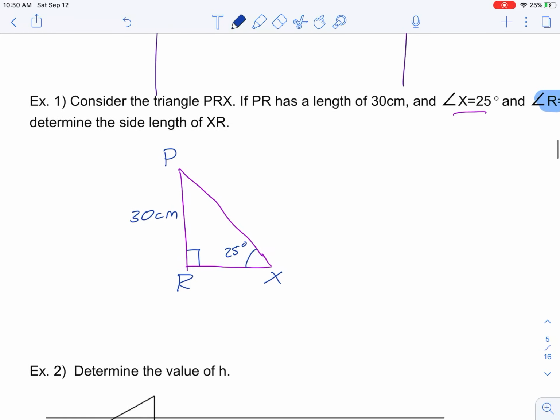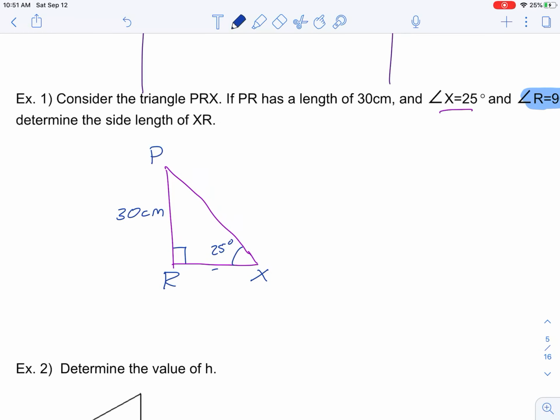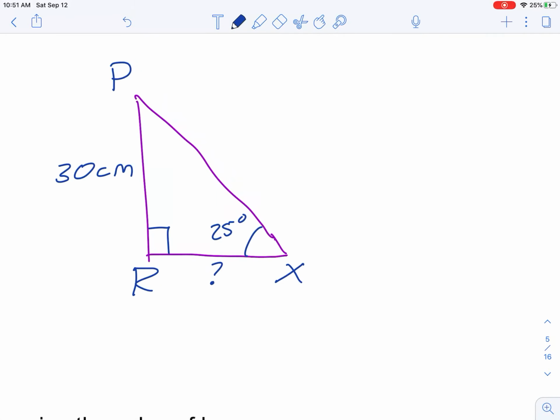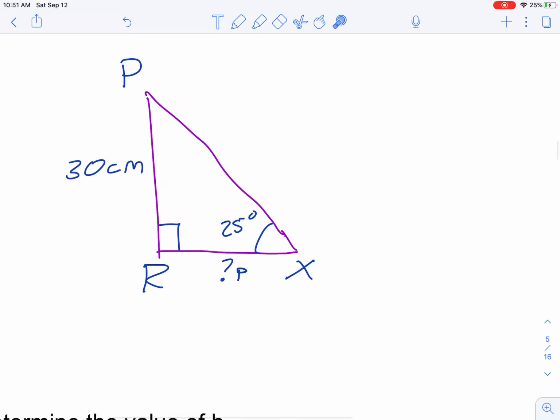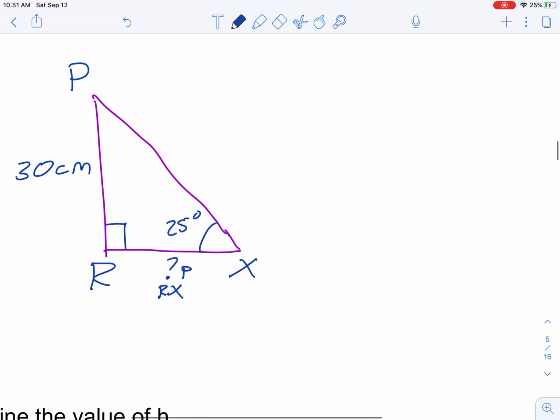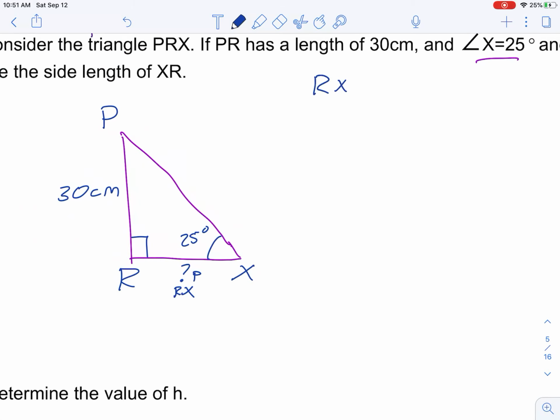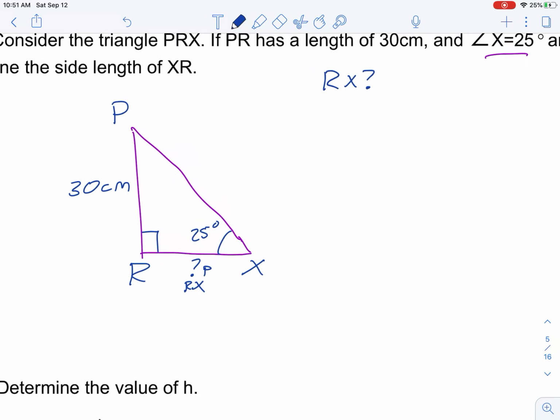It wants us to find the length of RX, so this is our question mark. Remember, I could either represent this as small p because it's across from our vertex P, or I personally like my notations as R to X. So RX is our question mark.